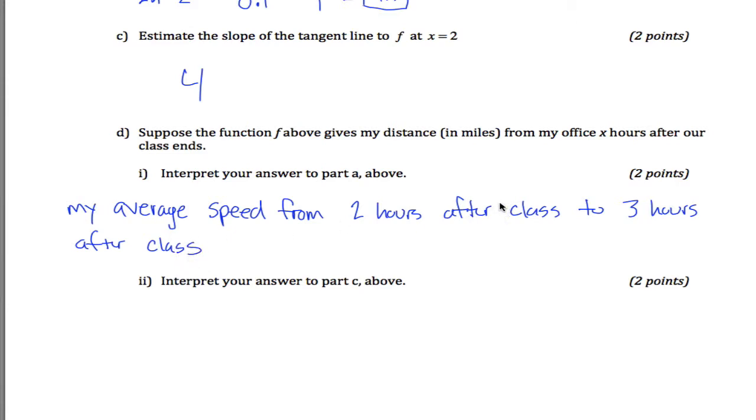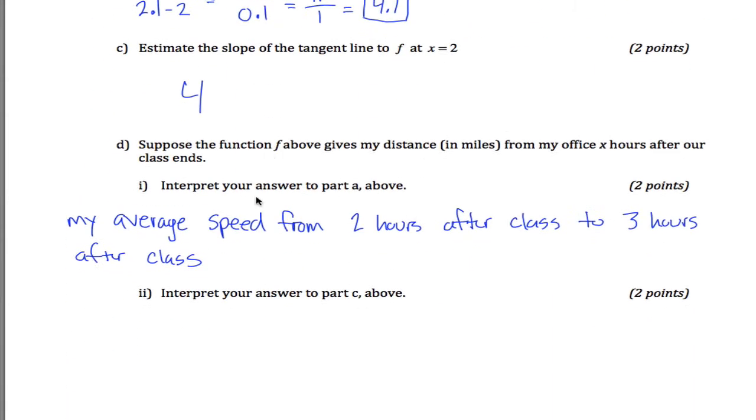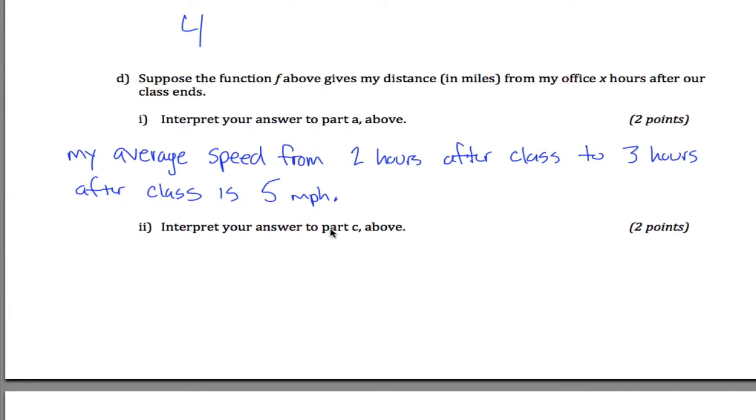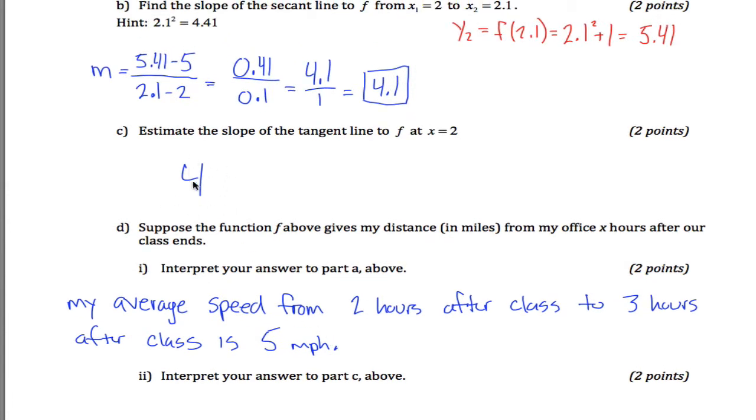So during that time period, my average speed was 5 miles per hour. You could leave it just as 5, or you could put in mph, because I did say miles and hours here. I don't really care. And then for 2 here, it's kind of the same idea, except now we're interpreting this one here, this 4.